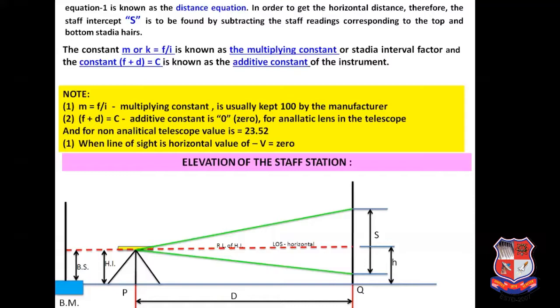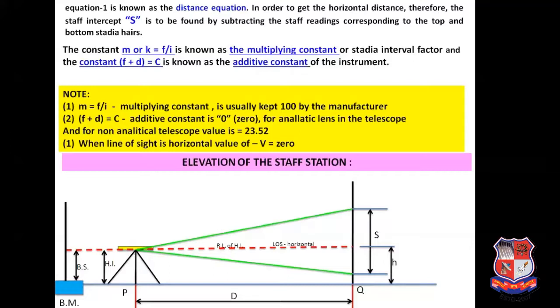Therefore, the staff intercept S is to be found by subtracting the staff readings corresponding to the top staff reading and bottom staff reading. The constant M or K, that is equal to f upon I, is the multiplying constant, or stadia interval factor, and the constant f plus d, that is equal to C, is also known as the additive constant of the instrument. Certain things you have to remember from the example point of view.